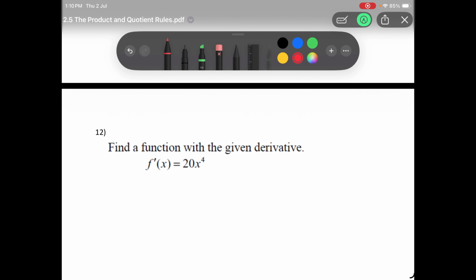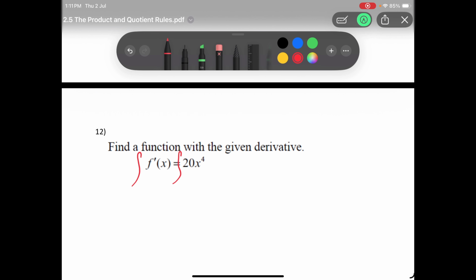Okay, here find the function with a given derivative. Here they are asking us to find the function with the given derivative. So this is the derivative. So what is the origin of this function? So this is like an antiderivative. What we will do here, we will integrate, right?